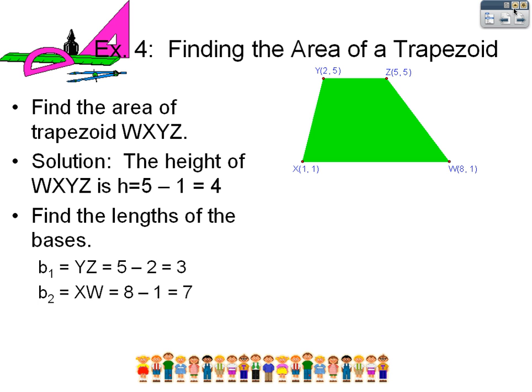What's the definition of a trapezoid? How many parallel sides? Exactly one. So if I calculated slopes of all the sides, I should find that 2 of the sides have the same slope. Right? And we would.